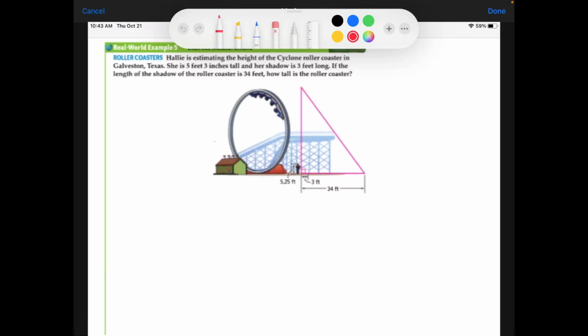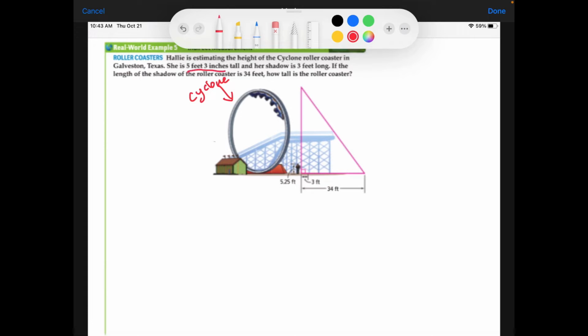So in light of similar triangles, let's do this example. Haley is estimating the height of the cyclone, shown here. This is the cyclone, a roller coaster in Galveston, Texas. She is 5 feet 3 inches tall, and her shadow is 3 feet long.